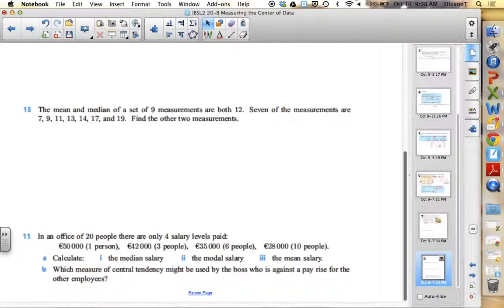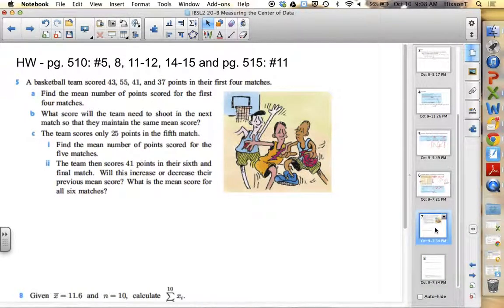Which one would the management want to use to try to keep salaries down? Which ones would the employees want to use to try to get salaries higher? That'll be an interesting question. So I'll let you guys start working on some of those. Notice that last one is on a different page than the rest.